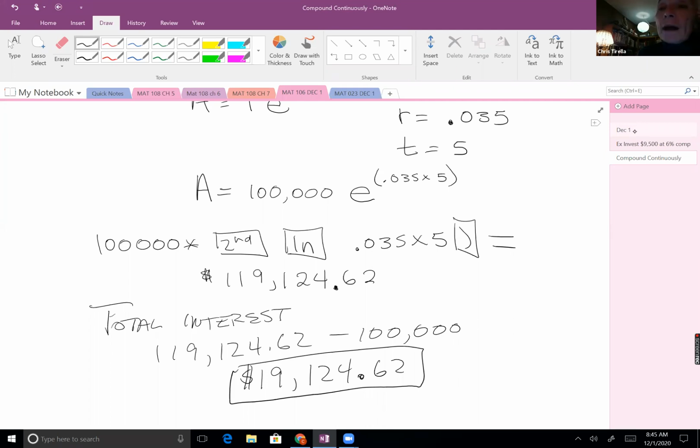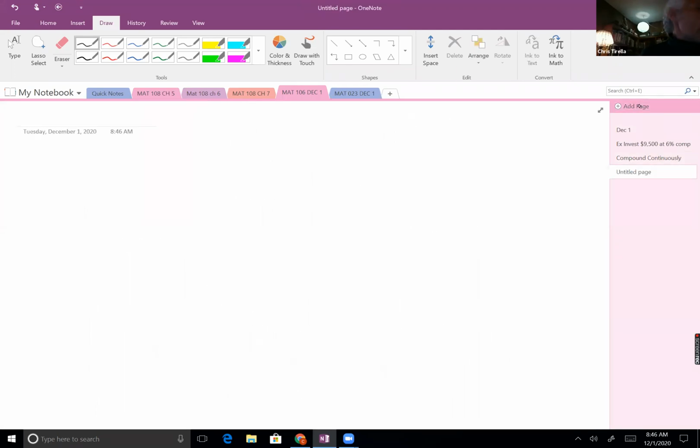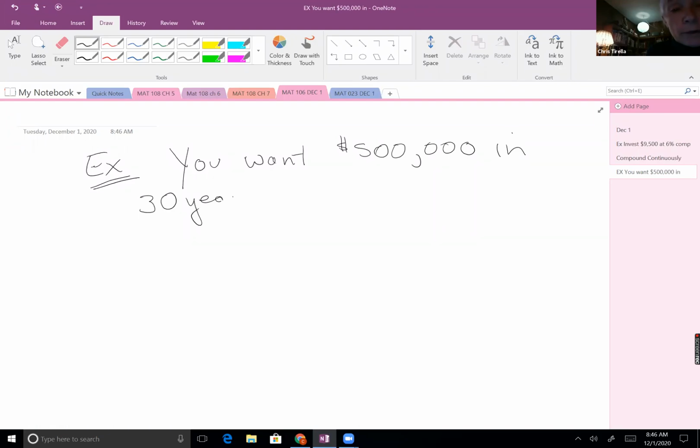So now another type of compound problem. Whoops, that's not what I wanted to do. I wanted to add a page. This time, let's say I want, not me, I'm too old for me to want this. You want $500,000 in 30 years. In 30 years, you guys are going to be ready to retire. You're going to want $500,000.